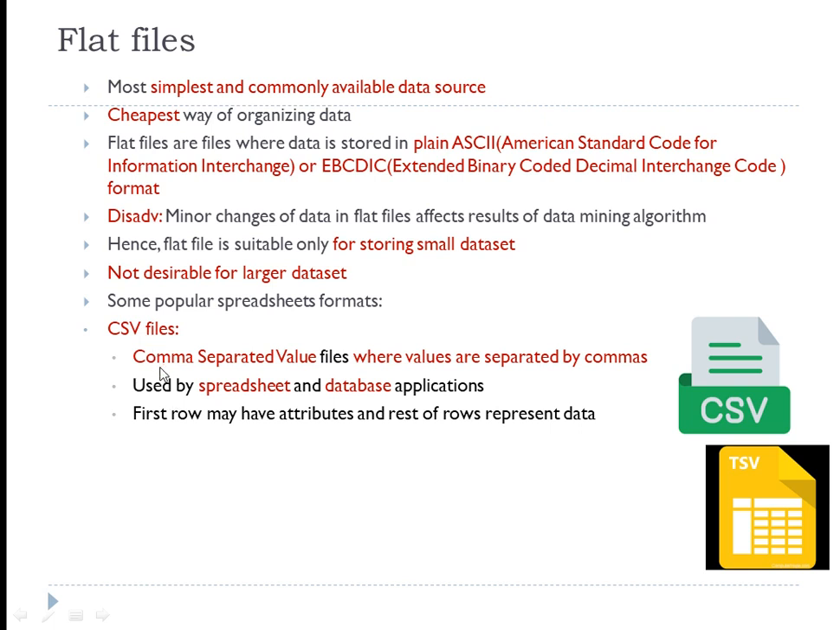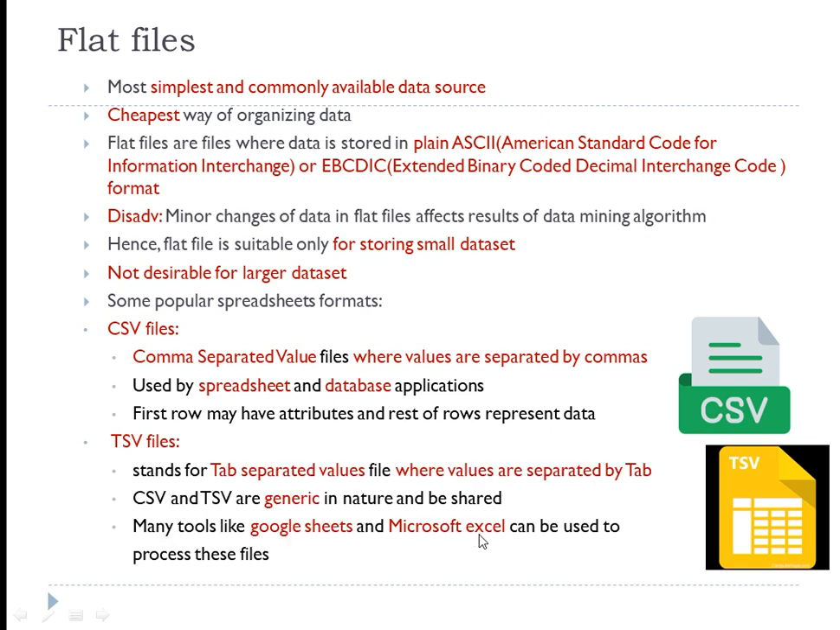So CSV, as I told you, is comma separated value, where you will have the values separated by commas. It can be used by a spreadsheet, or you can also use this in a database application. Normally you have the values in the form of rows, and the first row will have the attributes and the rest of the rows will have the data. TSV stands for tab separated value. It is similar to CSV. The only difference is that the values are separated by a tab instead of a comma.